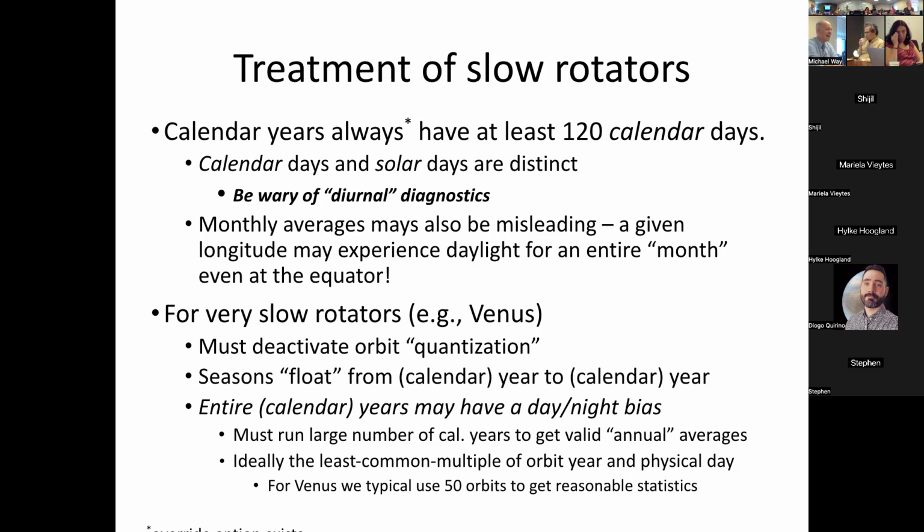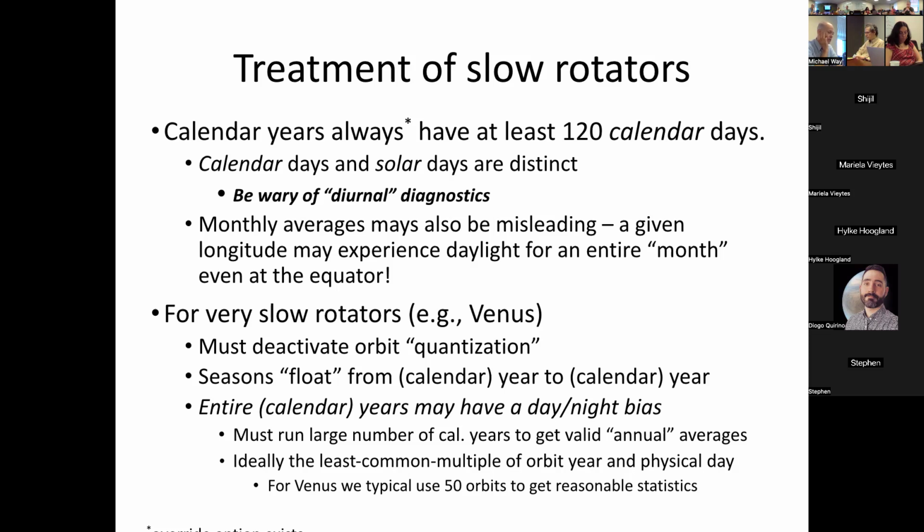And one must deactivate what we call orbit quantization, which means that we have integer values between the orbital period and the rotation period. So if you deactivate this quantization, the seasons can float from calendar year to calendar year, which is something to keep in mind. So an entire calendar year may have kind of a day-night imbalance, so that when you want to do diagnostics, you really need to run a large number of calendar years to get, as it says here, valid annual averages.